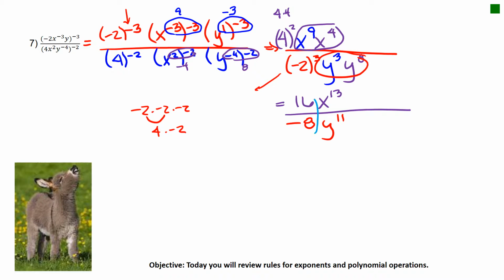The last thing I have to do is look at those numbers. Remember, the negative can't be on the bottom, so we move it to the top. -16 divided by -8 is, or -16 divided by +8 is -2. I have x, oh, erase, erase. x to the 13th on top, y to the 11th on the bottom. This is a review, so I'm going kind of quick, but you can pause it and we'll go over it again.